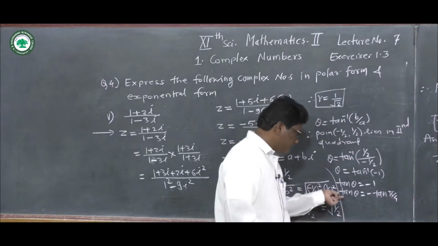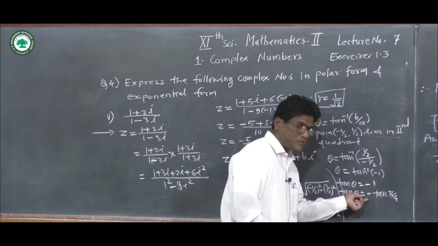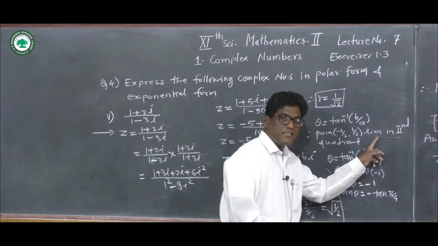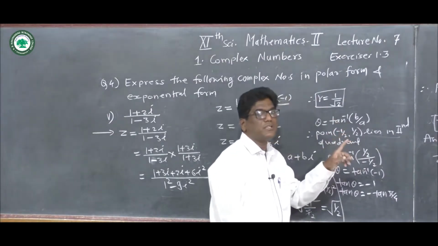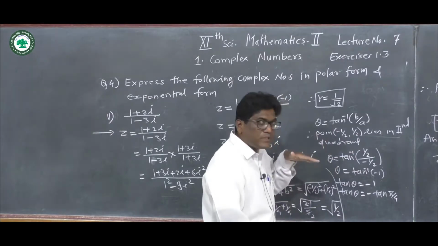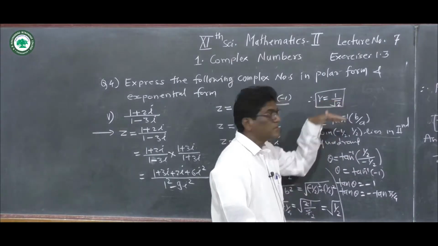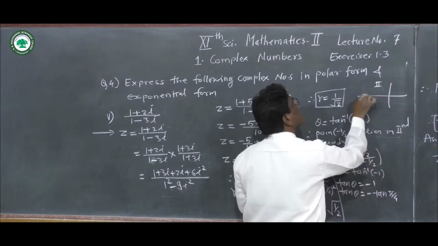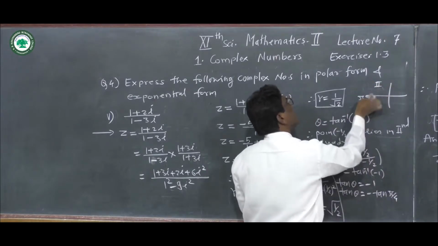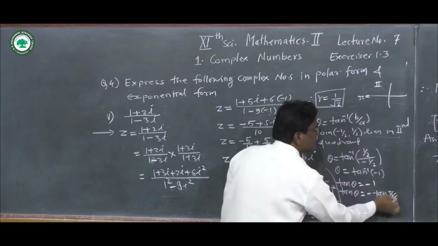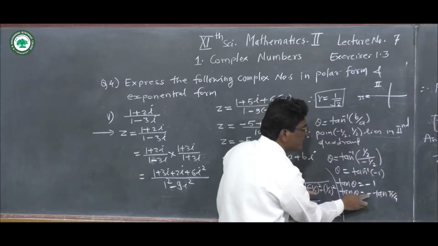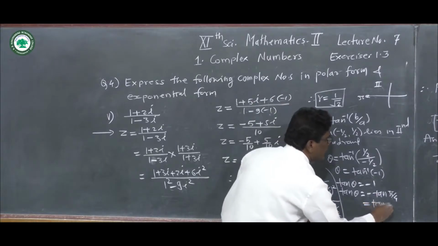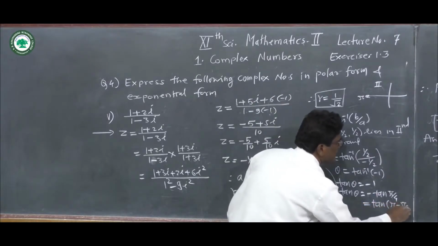But here see, the left side is positive and the right side is negative. So we have to remove this negative sign. We know that this point lies in the second quadrant, so the angle is in the second quadrant. And we know that in the second quadrant we take pi minus. So pi minus which angle? This pi by 4. Then this negative sign gets cancelled. So it is equal to tan of pi minus pi by 4.